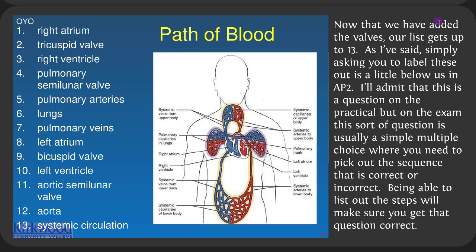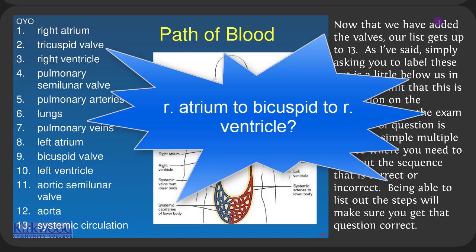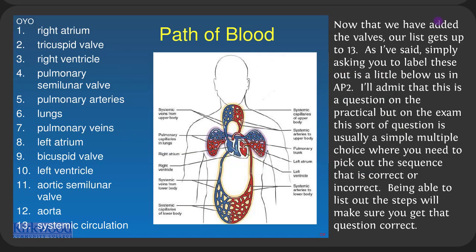Now that we added the valves, our list gets up to 13. As I've said, simply asking you to label these out is a little below us in AP2. I'll admit that this is a question on the practical, I said that before, but on the exam, this sort of question is usually a simple multiple choice where you need to pick out the sequence that is incorrect or correct. So if I said a red blood cell goes from the right atrium to the bicuspid to the right ventricle, you need to know that that's incorrect because it should have been the tricuspid. So being able to list out the steps will make sure you get that correct on the exam.